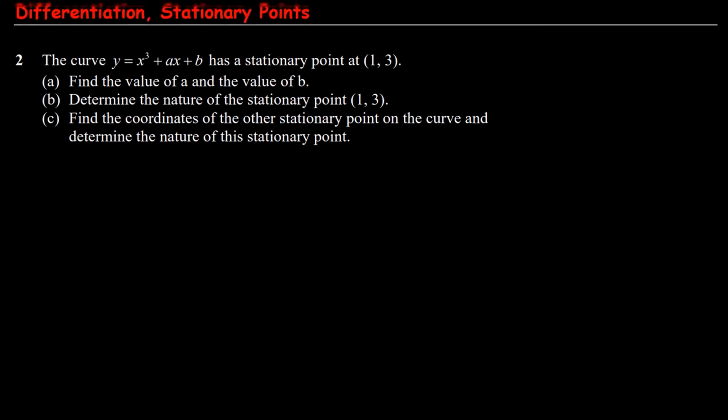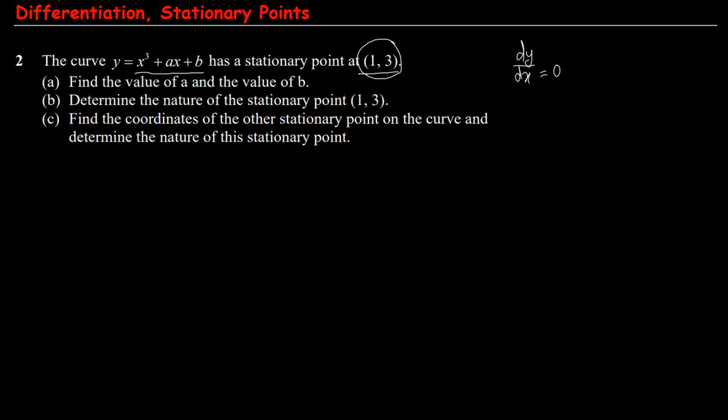Another question, I prepared this one for the stationary point. It is slightly different. We know the stationary point at (1, 3) is written there. For a stationary point, we need to consider dy by dx equals 0. We know dy by dx is 0 at this point (1, 3). So first we need to differentiate.